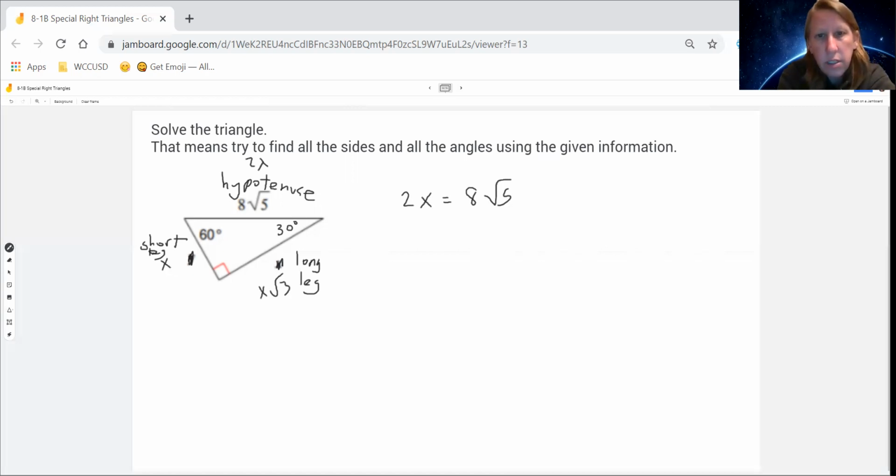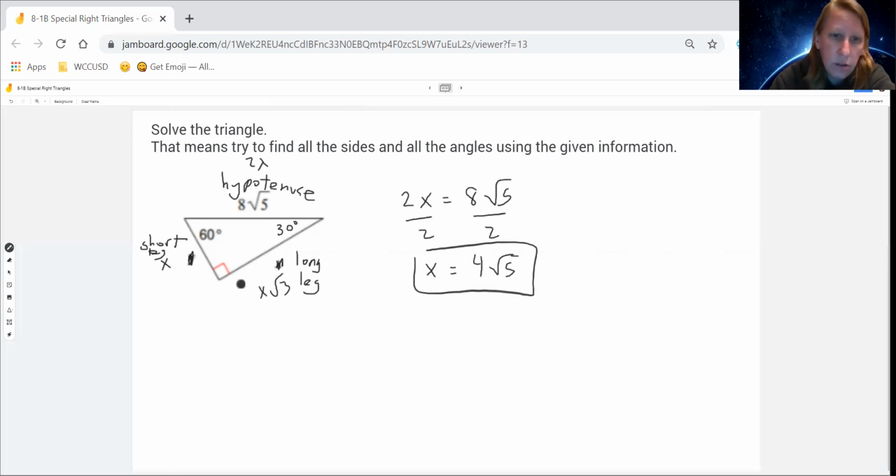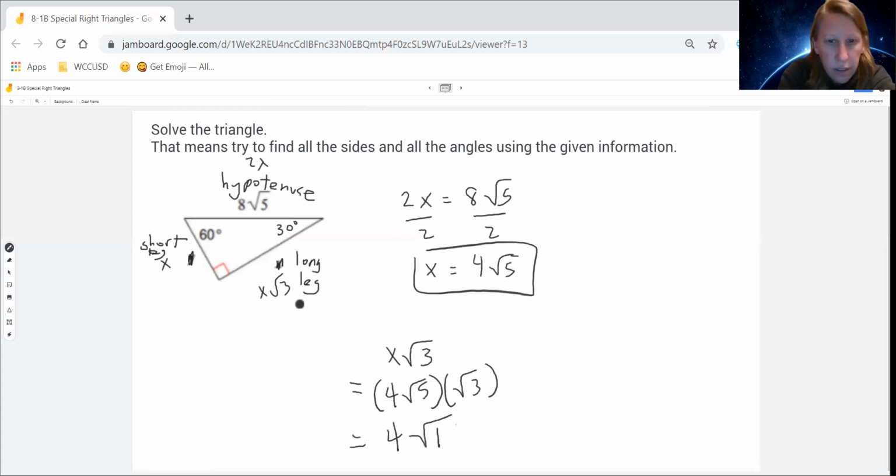So I'm going to divide both sides by 2. That's going to tell me x. 8 divided by 2 is 4. So 4 square root of 5. That's the short leg. And then for the long leg, I'm going to do x times the square root of 3. This time I know that x is 4 times the square root of 5. And then I'm going to multiply that by the square root of 3. So this is going to be 4 times the square root of 15. Ugly answers, but those are correct.